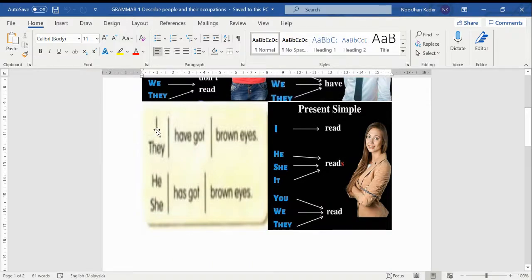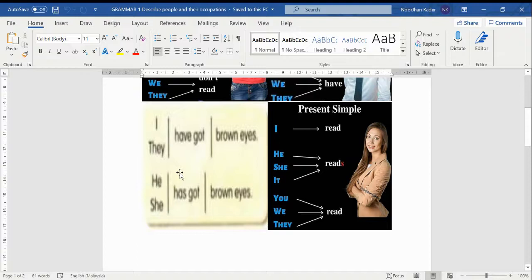Okay, let's make the sentences. The first sentence: I have got brown eyes. They have got brown eyes. For he and she, we use has got. He has got brown eyes. She has got brown eyes. We also have the same: we have got brown eyes. So it should be I, they, and we have got brown eyes, and he, she, and it has got brown eyes. It is not here, but I'm just telling you.